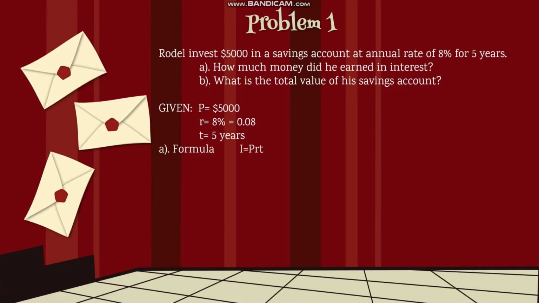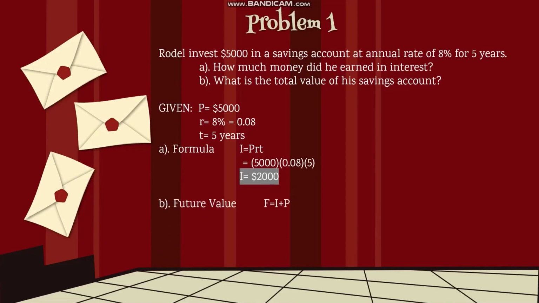So the formula in finding the interest is the principal times the rate times the time. Since we already have the given terms, we need to substitute them in the formula. So 5,000 times 0.08 times 5 is equal to $2,000. Therefore, Rudell earned an interest of $2,000.